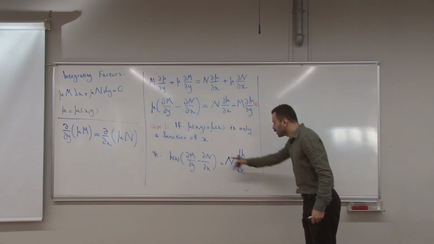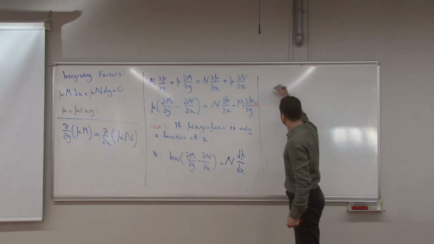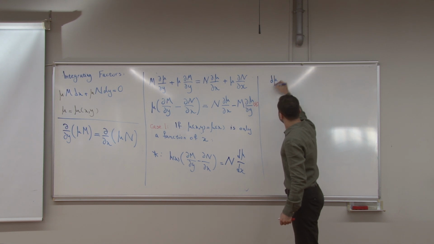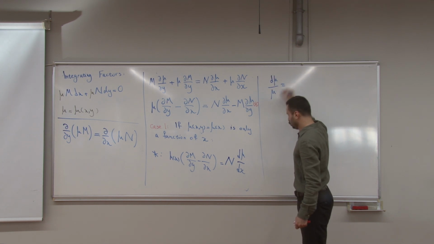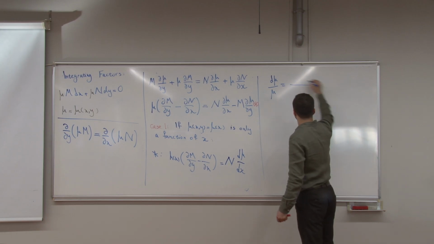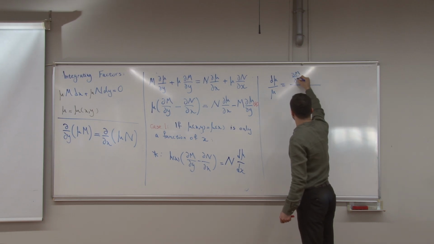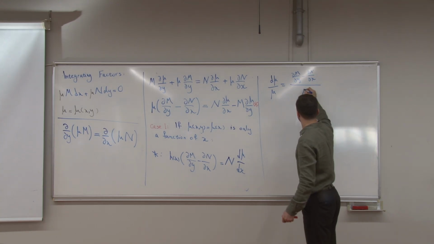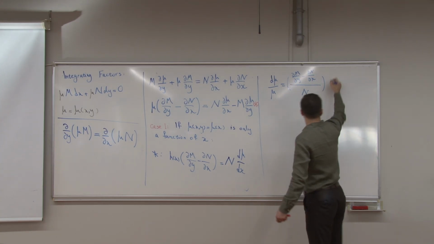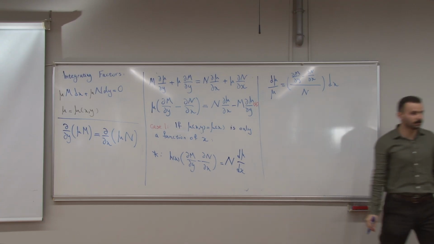Okay? So what happens here? I can write this as d mu over mu equal to (∂M/∂y minus ∂N/∂x) divided by N dx. Okay?